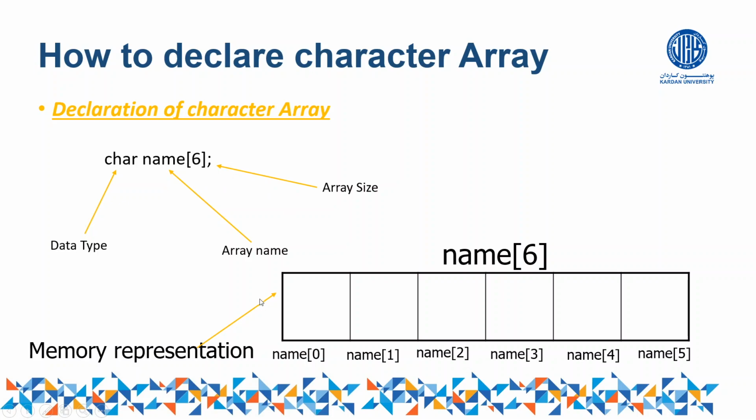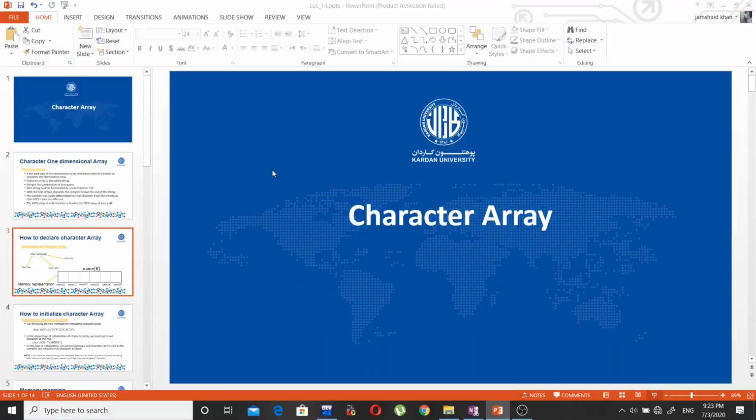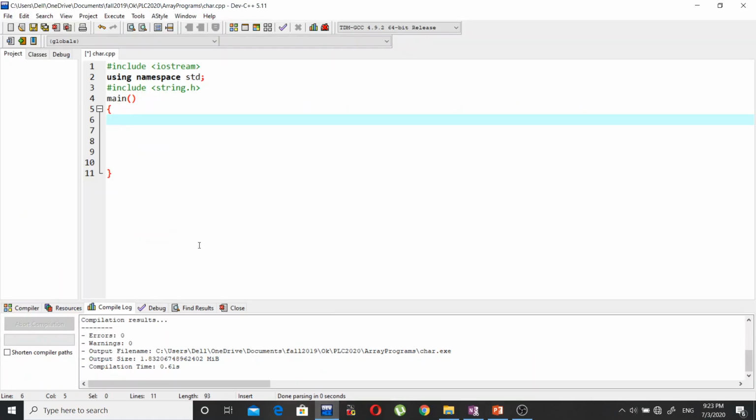Here you can see this is the memory representation or memory mapping. As soon as you declare this statement and the compiler encounters it, the compiler will reserve 6 bytes of memory for this array. As you can see here, the length is how much? The length is 6. So keep this in your mind. This is how you can declare an array. Let's go to the C++ editor, and here we know how we can declare a normal character variable.